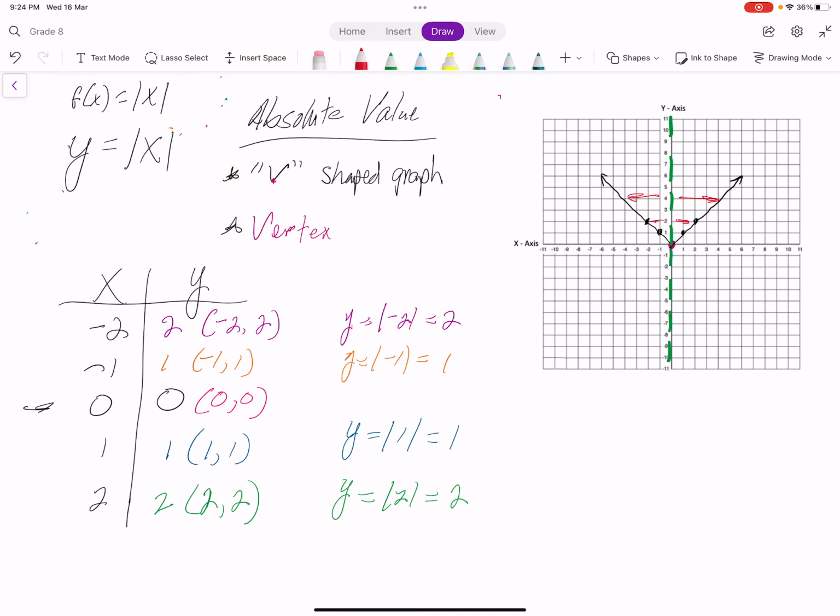So it is symmetrical. If I were to fold this and think of it being on paper, it will give me a straight line. All right, once again, this is the most basic version of an absolute value graph. This is the parent version of it. Nothing's being added, nothing's being multiplied to it. It is just strictly the absolute value of x.